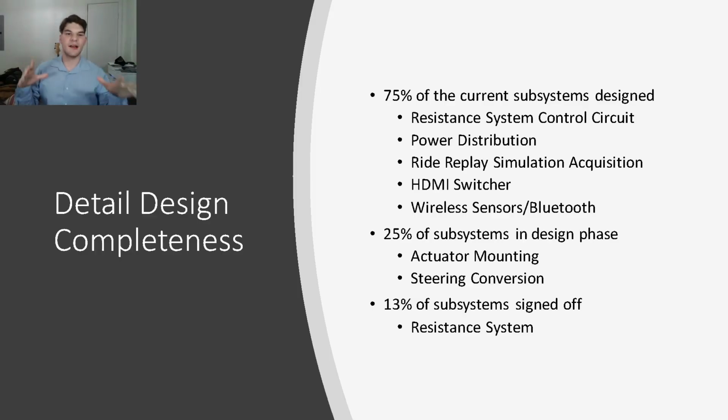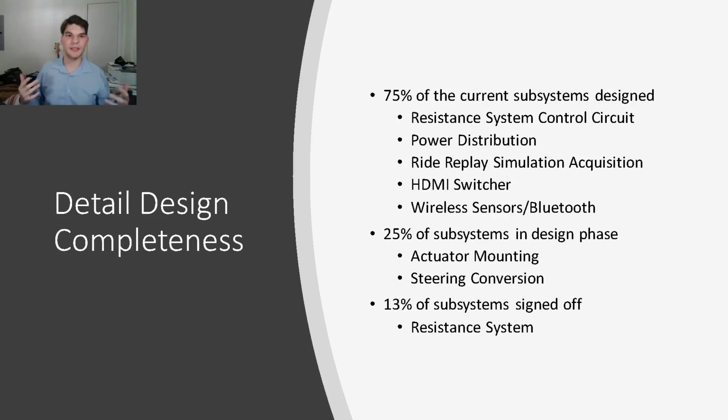So right here we have detailed design completeness. The detailed design is the step that comes after the conceptual design. What this does is it takes the little subsystems that we had created in the conceptual design and we turn it into what actually exists in the physical world. How are we going to build it? Is it going to work? All of that fun stuff. That is what we are focusing on in the detailed design.